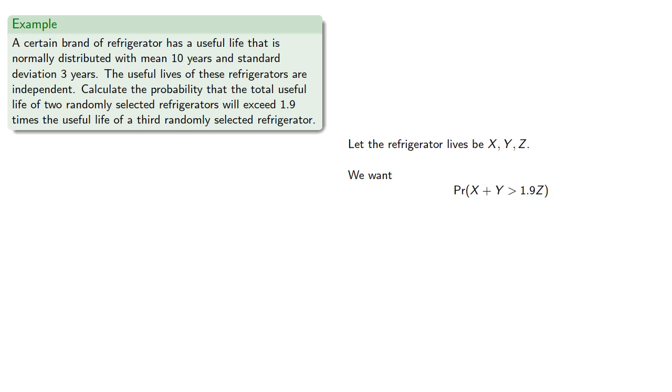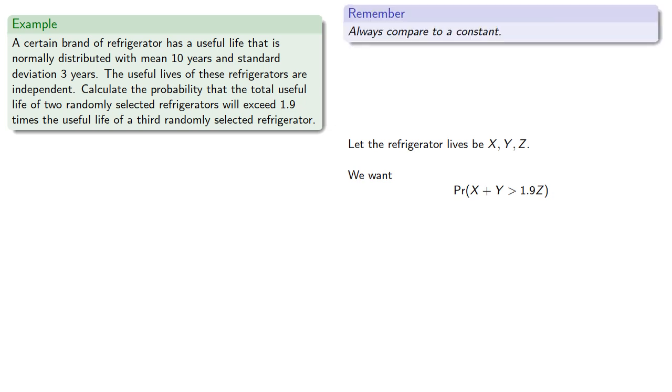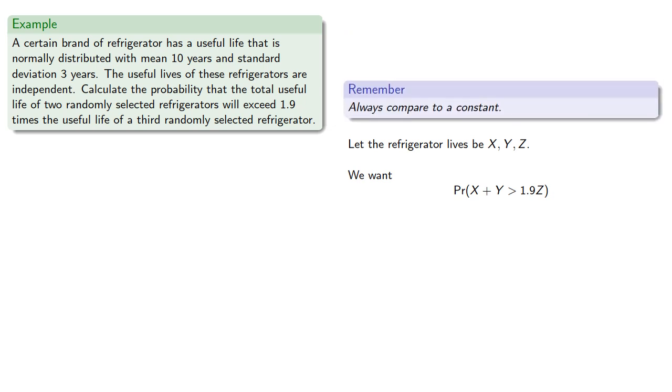Now here it's useful to always compare to a constant. So let's define a new variable that includes all three of these that will become the inequality we want. And so if we define w equals x plus y minus 1.9z, we can look for the probability that w is greater than 0.